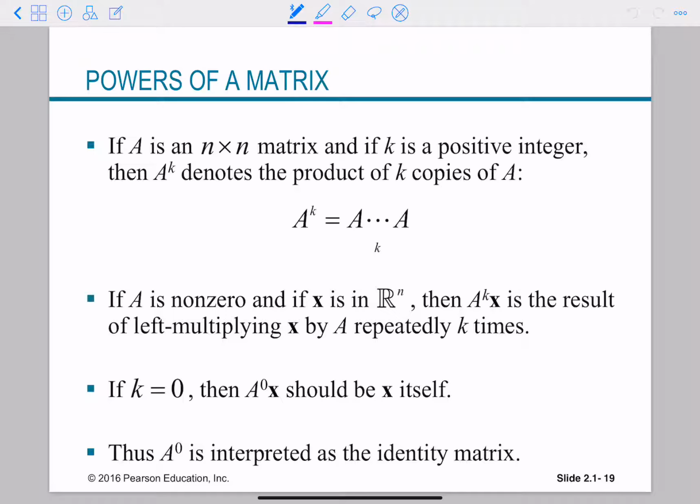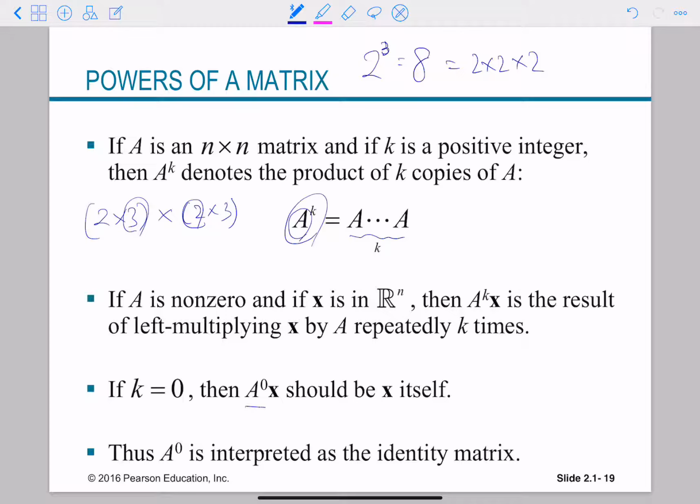And then we can also define the power of the matrix, such as 2 to the power of 3 is 2 times 2 times 2, right? Similarly, we can define A to the power of k, which is the k-fold product of the matrix A. But in order to define the power of a matrix, the matrix A should always be a square matrix. If it is not a square matrix, like 2 by 3, then the dimensions don't match, right? And A to the power of 0 is defined as the identity matrix, which will just return the input vector x, okay?